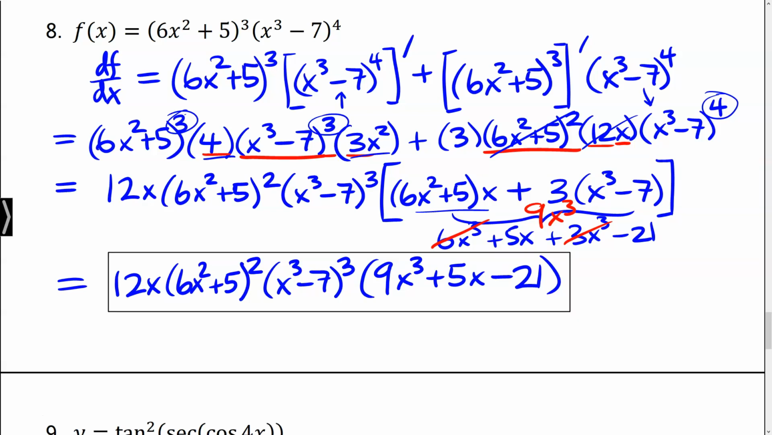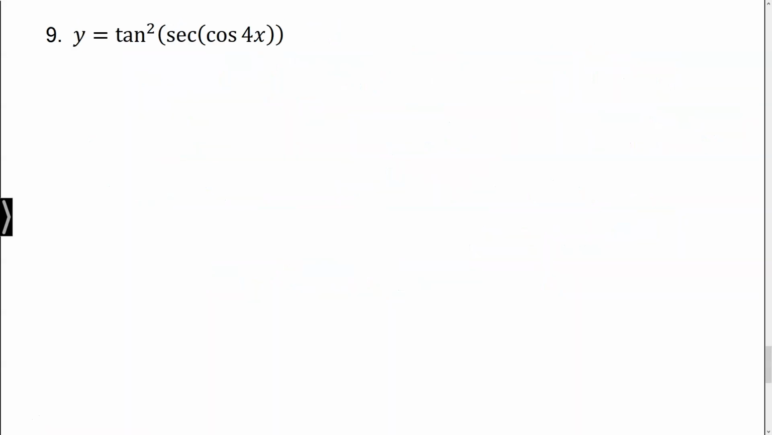Okay, so are you ready for the last two? These are the hardest, and the reason is we're going to be using the chain rule repeatedly. So we're going to have to peel back layers of the onion. So try not to cry. Let's go on to number 9. All right, so y is tangent squared of the secant of the cosine of 4x.